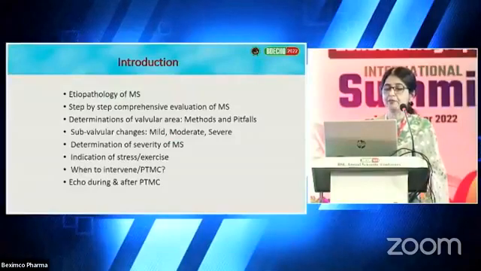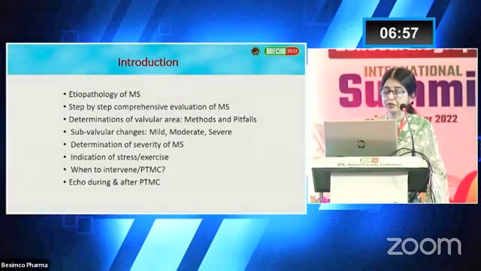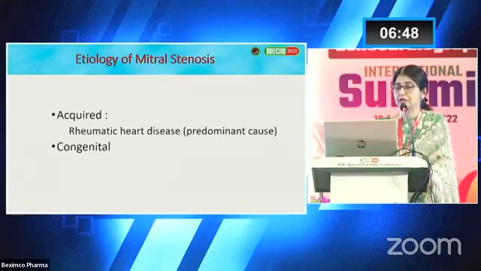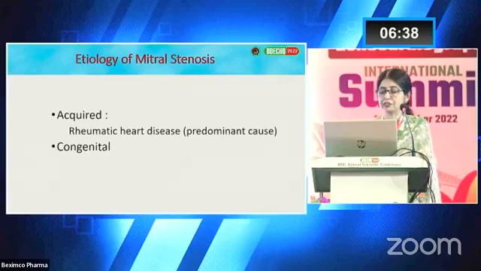So I will highlight a brief evaluation about mitral stenosis, and the role of echo during and after PTMC. Regarding etiology of mitral stenosis, mainly it is acquired and rheumatic heart disease is the predominant cause. There are a few cases of congenital, but I will focus on rheumatic mitral stenosis. Because I will focus on the PTMC, I will talk mainly on the rheumatic mitral stenosis.